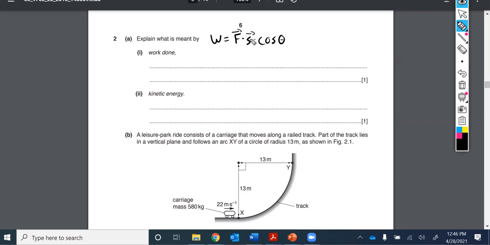You multiply two vectors and get a scalar because only the component of force that acts in the direction of displacement contributes to work. So you could explain what is meant by work done as force times displacement, but only the component of force acting in the direction of displacement. Or you could say force times displacement times the cosine of the angle between them. That's how we calculate work done.